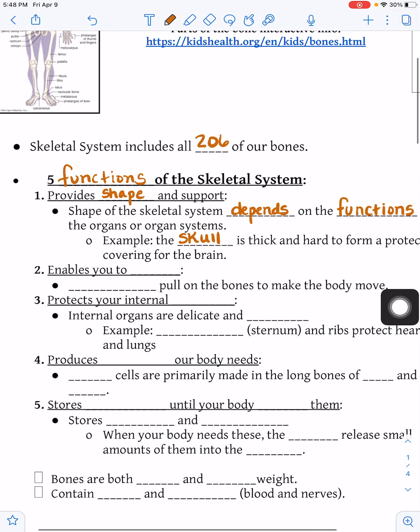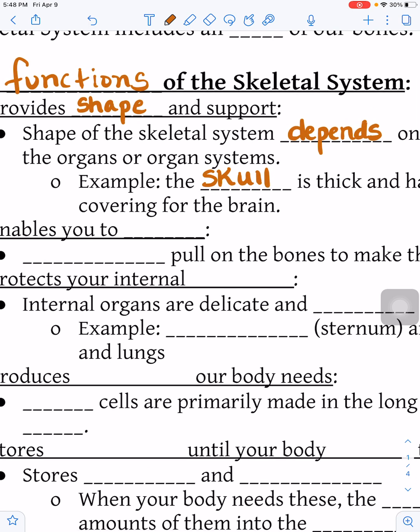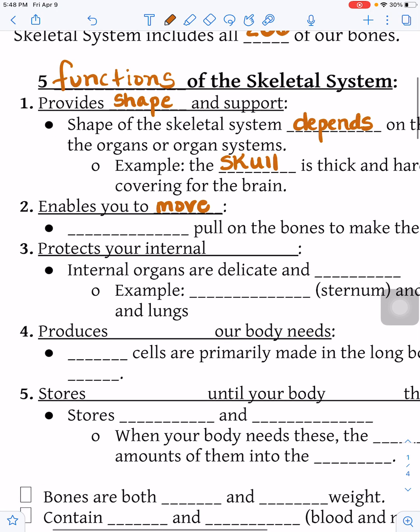Number 2 function, the skeletal system enables us to move. Enables us to move. Muscles pull on the bones. Muscles pull on the bones to make the body move.